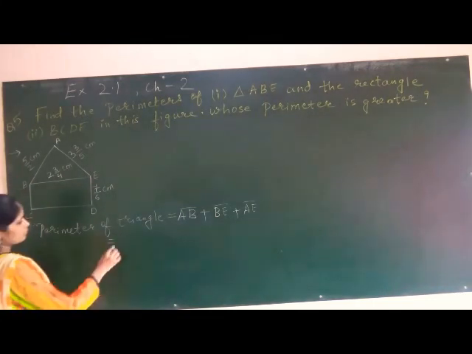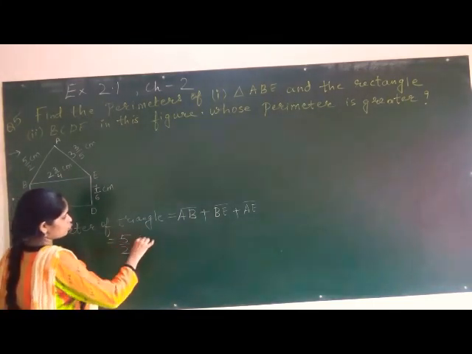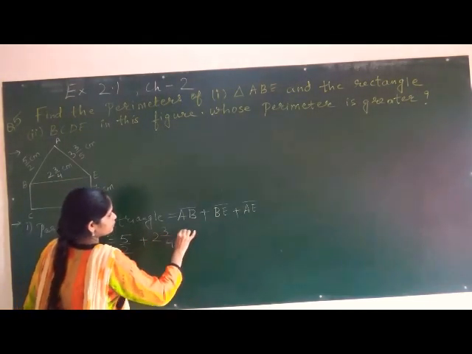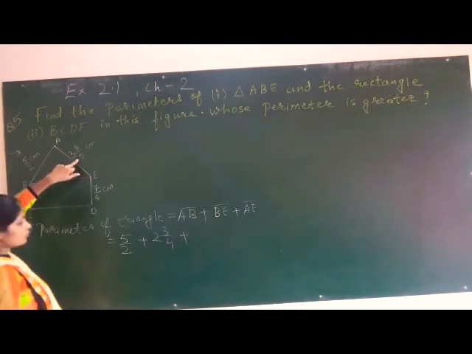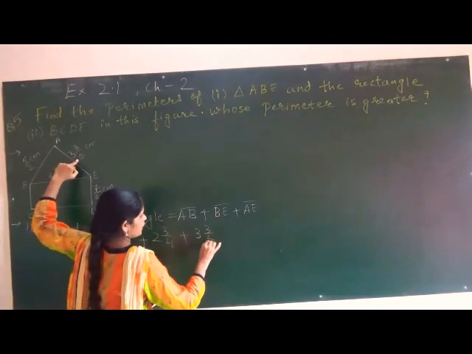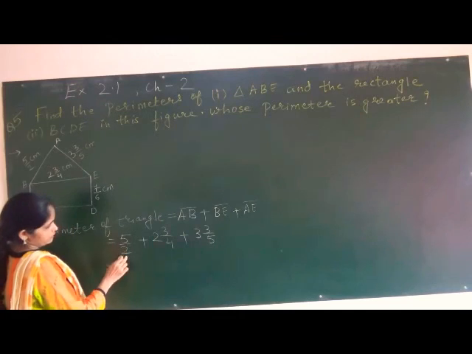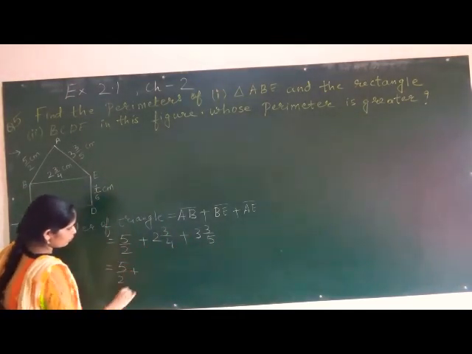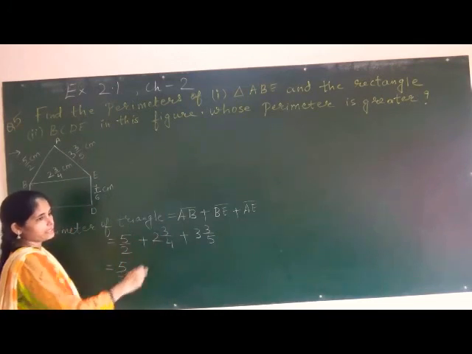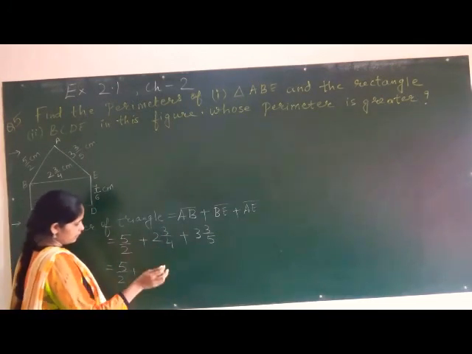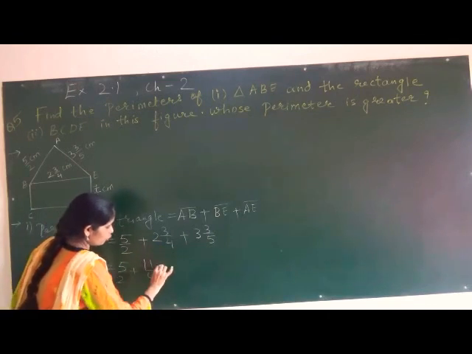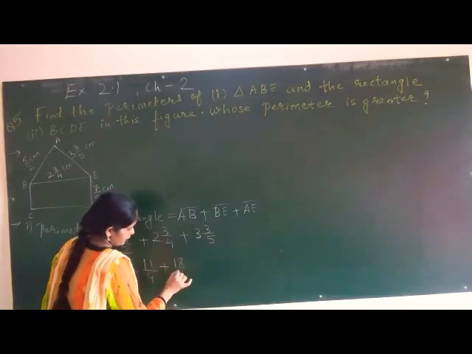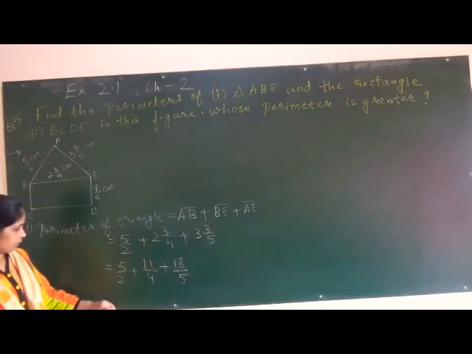What is AB? AB is 5 upon 2, plus this is 2 integer 3 by 4, plus third one is 3 integer 3 by 5. Now first we will convert these. So 5 upon 2 plus 4 2s are 8, 8 and 3 is 11, so 11 upon 4, plus here 5 3s are 15 and 3, so 18 upon 5.